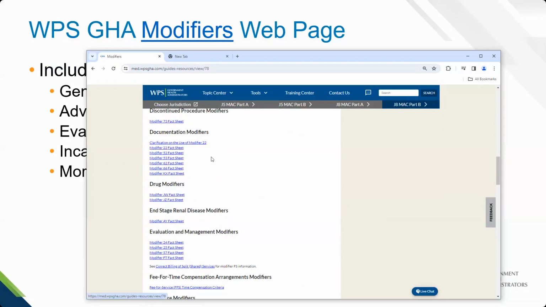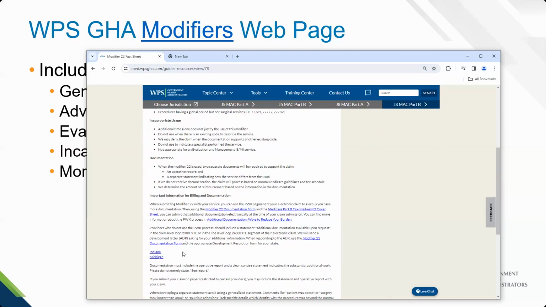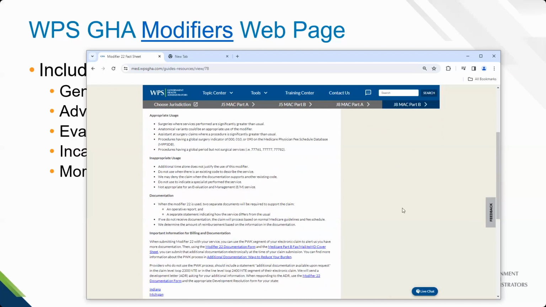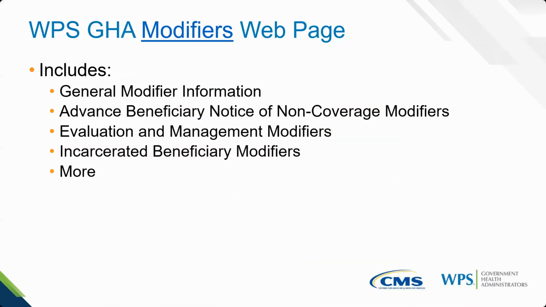Let's take a look at one real quick. Tells you appropriate use, inappropriate use, the documentation you need, even more information. It depends, of course, on that particular modifier. But these are very helpful, and some providers don't know that they exist. So great information. This is where you're going to find help for those incarcerated beneficiaries, modifiers you need to use, and so on and so forth.